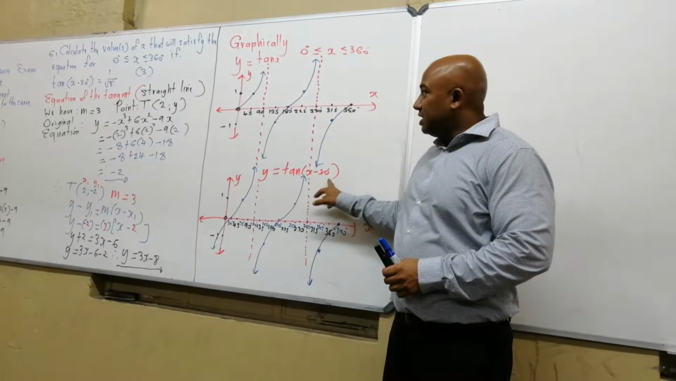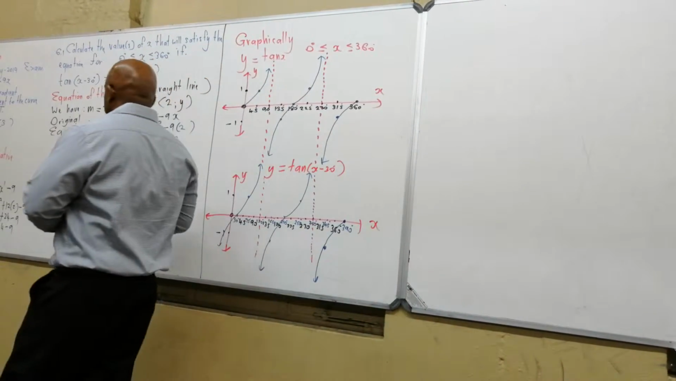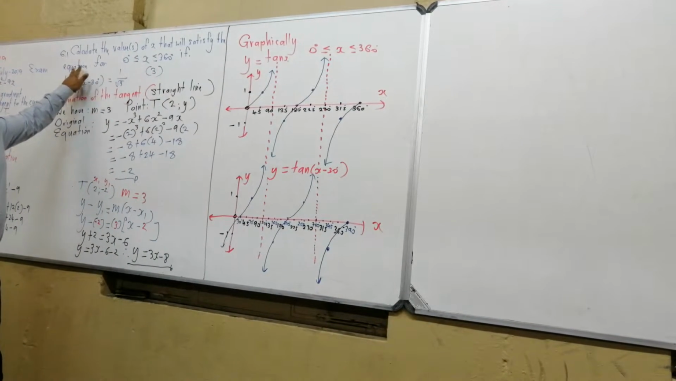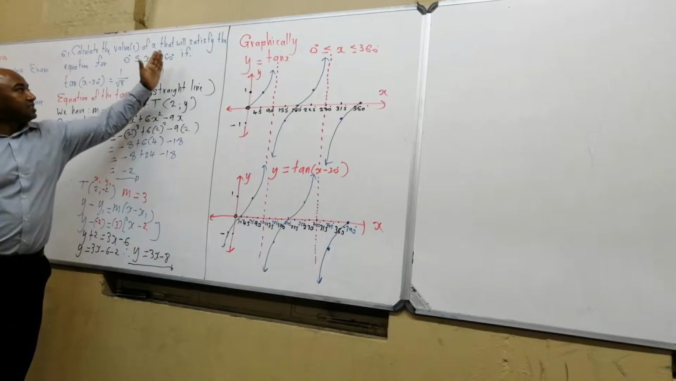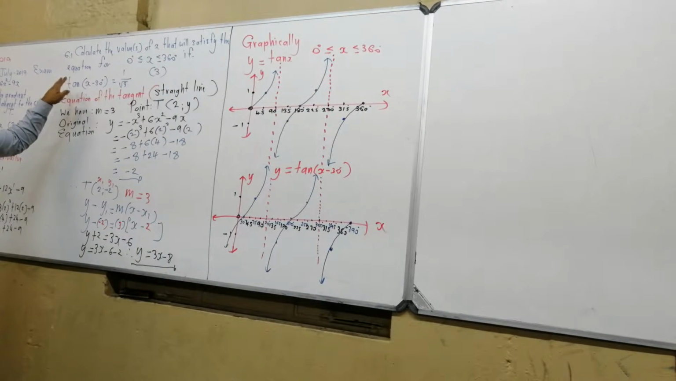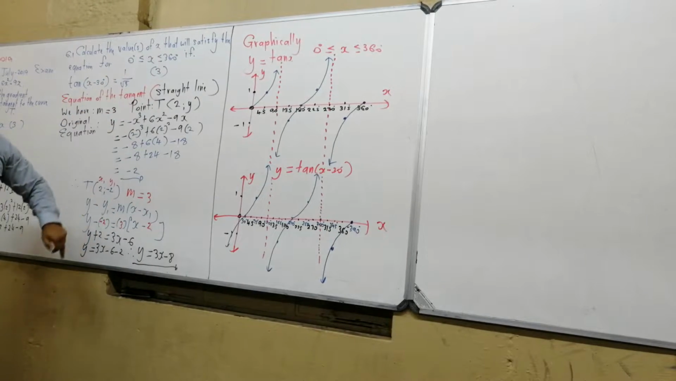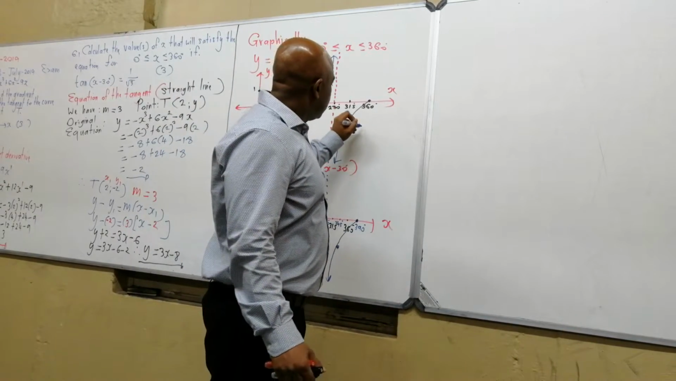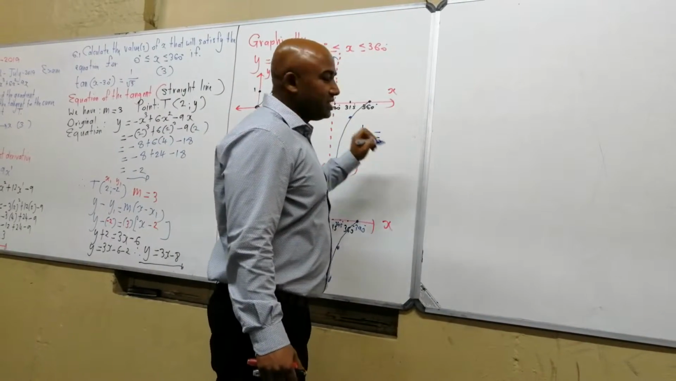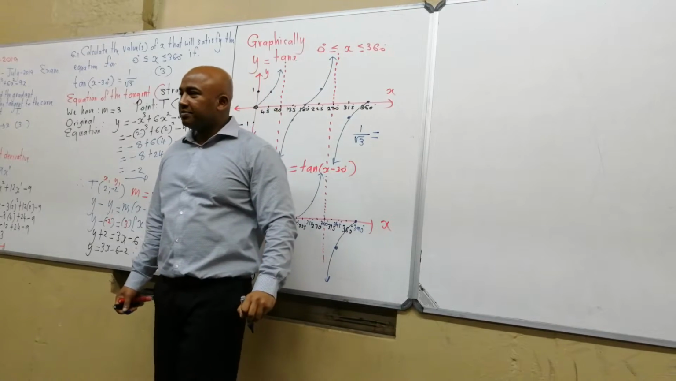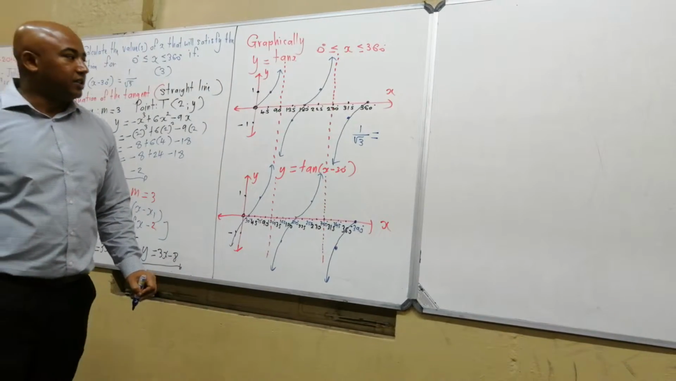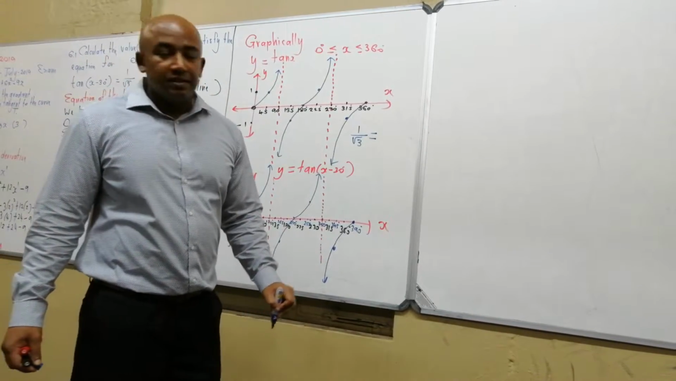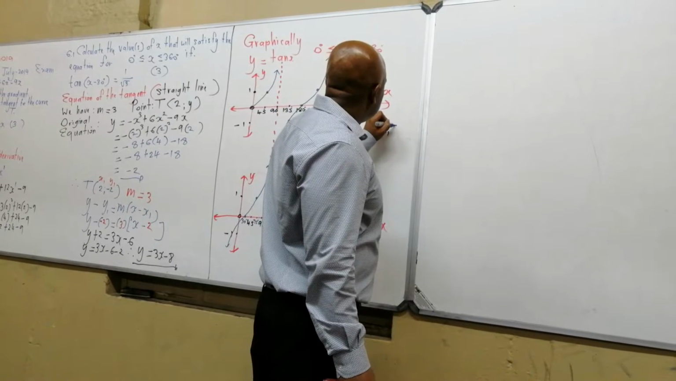Now, tan of x minus 30. What is the equation that's given to us? Calculate the values of x that will satisfy the equation from 0 to 360 degrees. We want to find out where tan of x minus 30 is equal to 1 over root 3. First of all, what is 1 over root 3? Round it up to 3 decimal places. Work that out. 0,577.